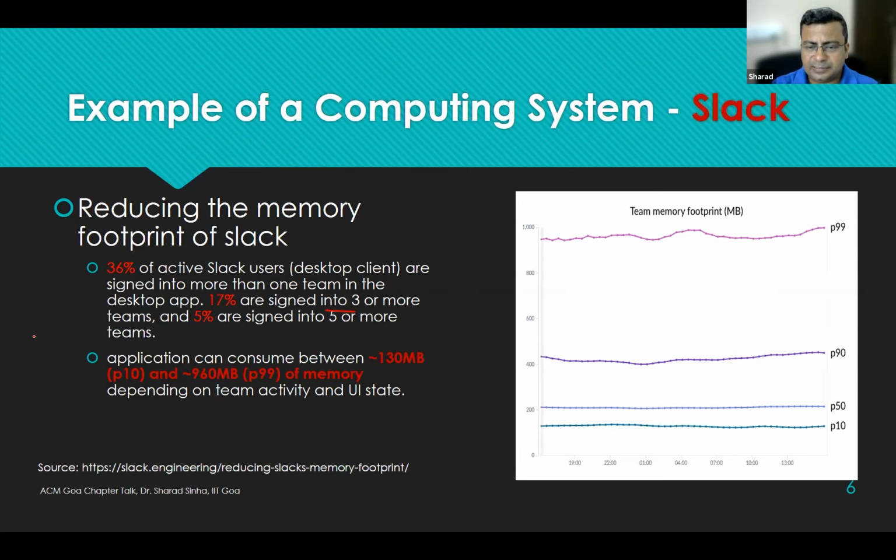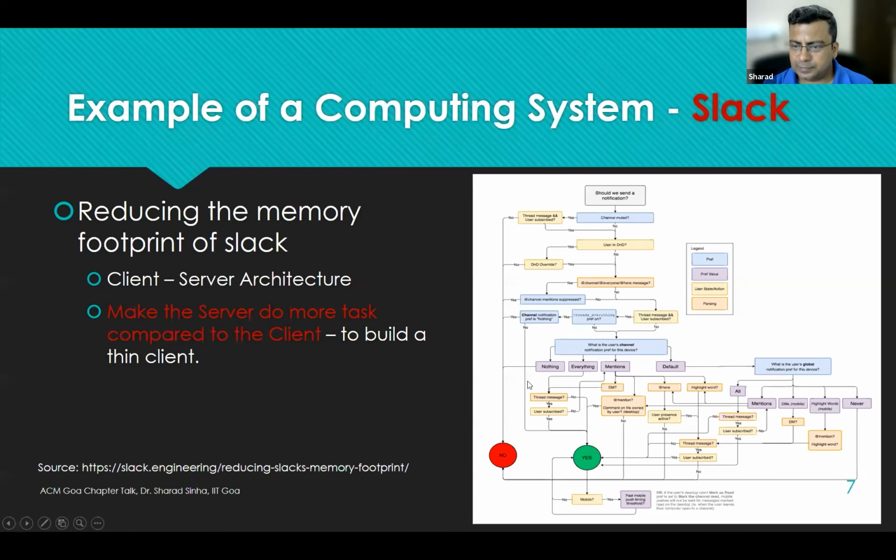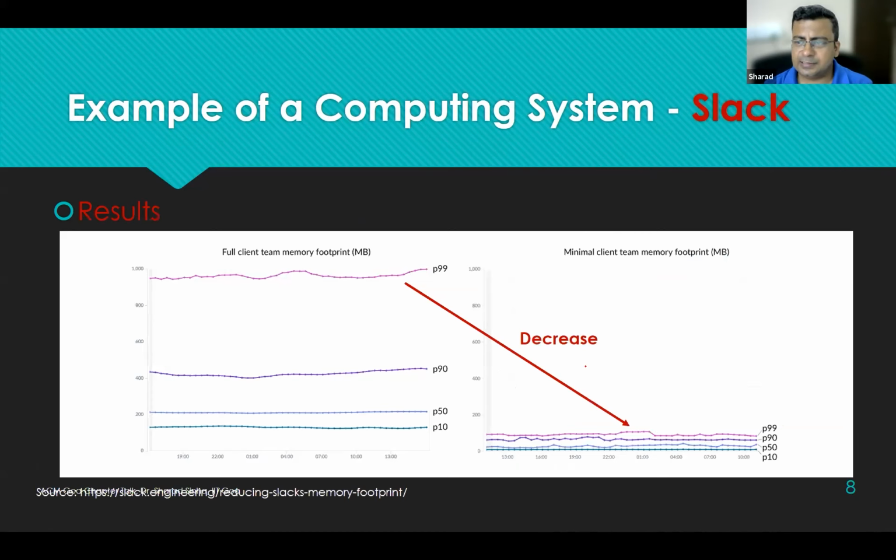But in spite of that being the case, a simple task of deciding whether to send a notification or not goes through so many different steps. So a lot of this work was shifted to the server side. And as a result, the memory footprint was decreased from the maximum of a few 900 megabytes to about 150 megabytes. So this is an example of investigation into a computing system, because though you have your application running both on the client side as well as on the server side, they both have their impacts on the memory that is available on respective client and server sides. And you want to optimize the utility of that memory by reducing the unnecessary memory utilization by the Slack application. So this is one example of how it can be done.